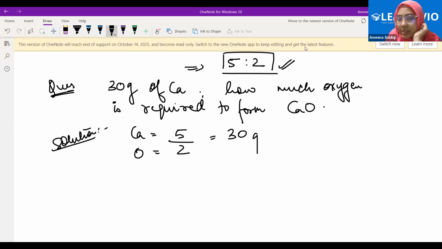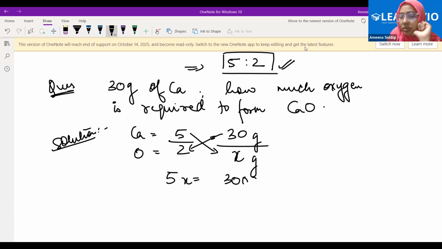30 grams, correct? Now, let's suppose this is the mass of oxygen needed that will result in this ratio when calcium is 30 grams. Let's suppose that as x grams, okay? Now, this is simple math. We can just cross multiply them. So 5x is equal to 30 into 2. Therefore, 5x is equal to 60 grams. x is equal to 12 grams.